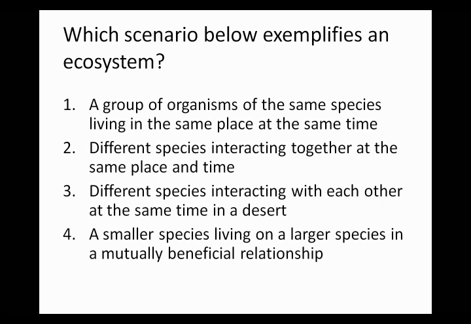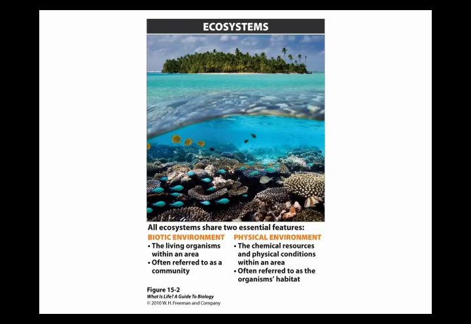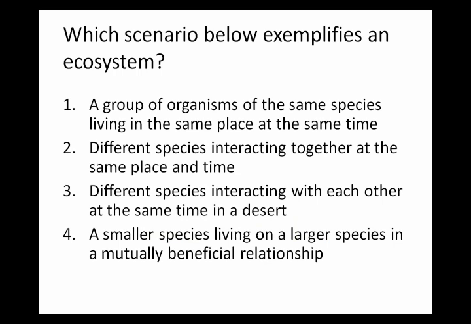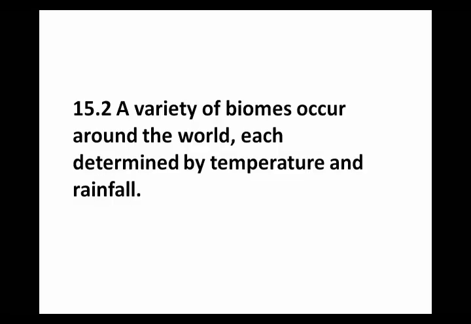So if we think back to what an ecosystem is, biotic components and the habitat. One includes that, but it doesn't have the physical. Two doesn't have the physical either. Three has the species as the living component and the desert as the physical habitat. And number four is two species, and it doesn't include habitat. So the thing that would be an ecosystem would be three.